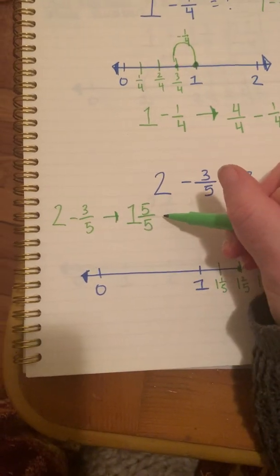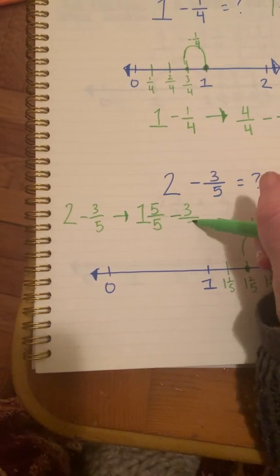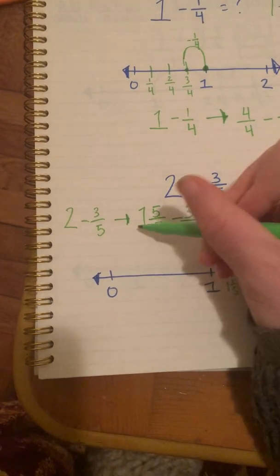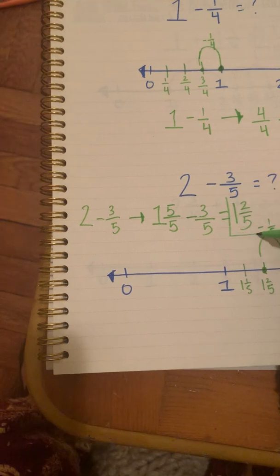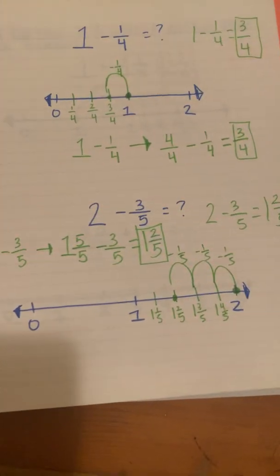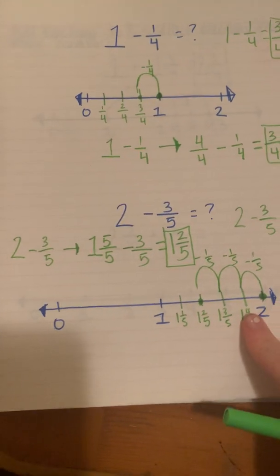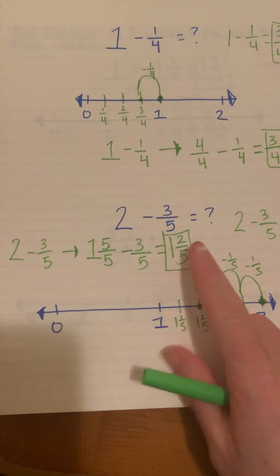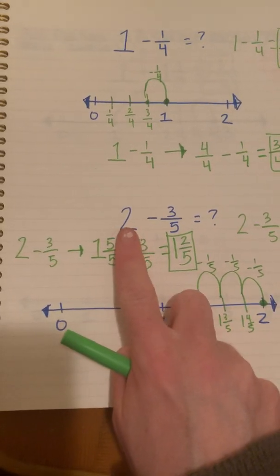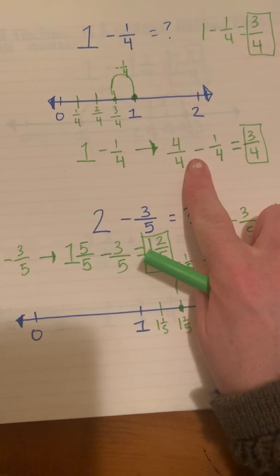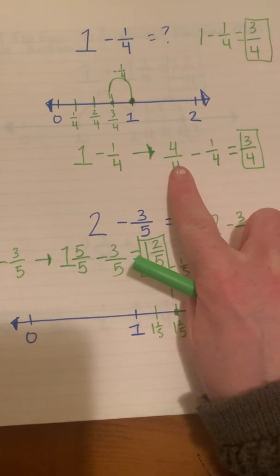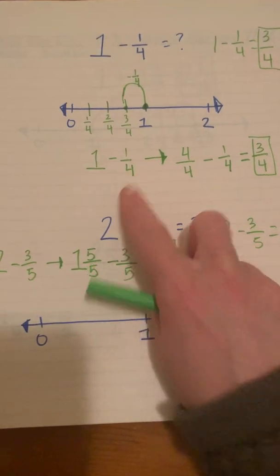So 1 and 5/5 minus 3/5. Ooh, that's a lot easier. 1 and 2/5. So those are the two strategies I could use. I could use a number line, or I could use equivalency, regrouping a whole into a fraction equal to 1 with the denominator of the fraction I want to subtract.